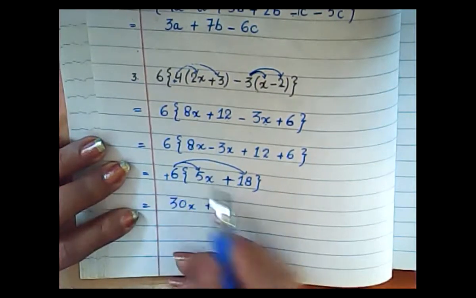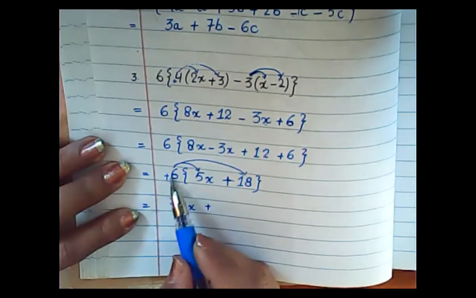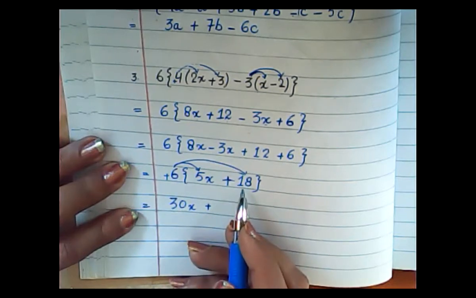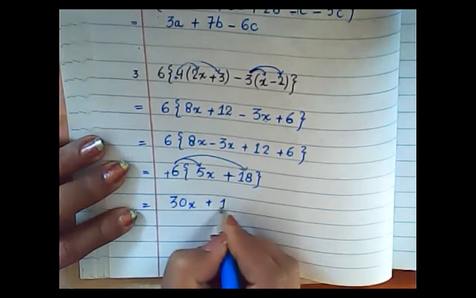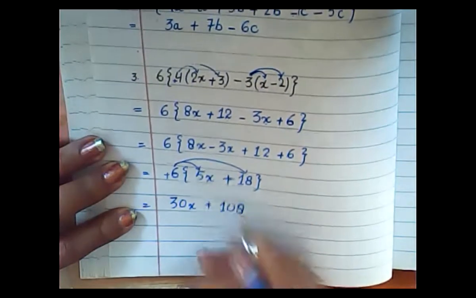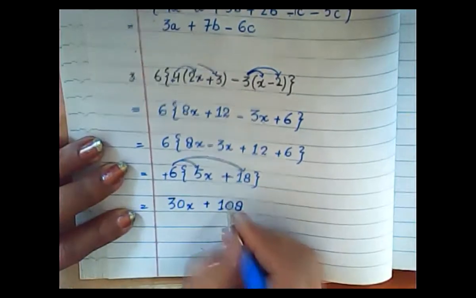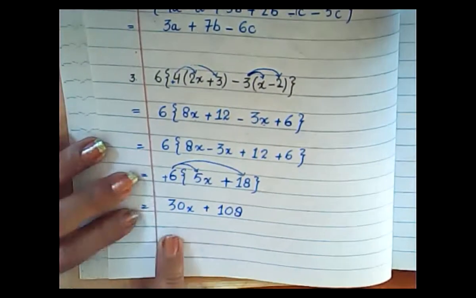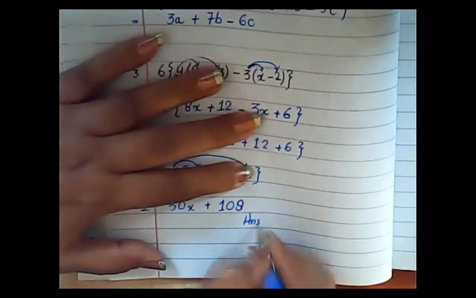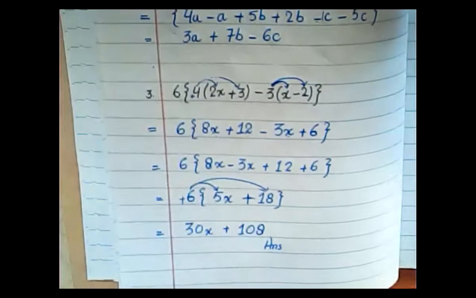Next is 6 multiplied by 18. Now you are going to multiply this 6 with the 18 as well. Yes, 108. Very good. 6 multiplied by 18 will be 108. Is it clear? So this is the answer, 30x plus 108. Clear? Now move on to the next question.